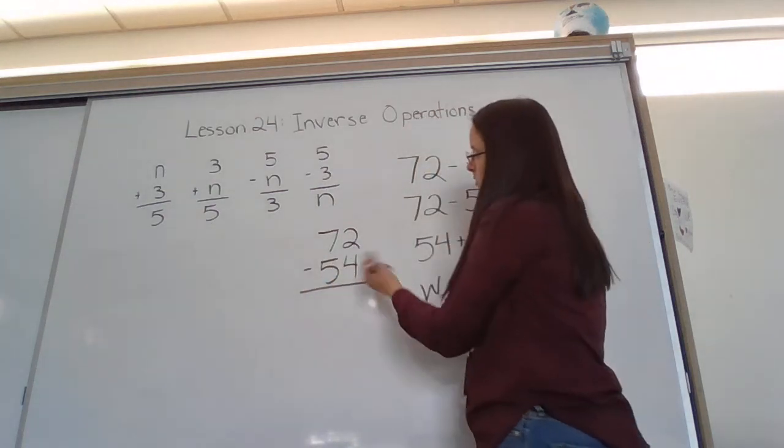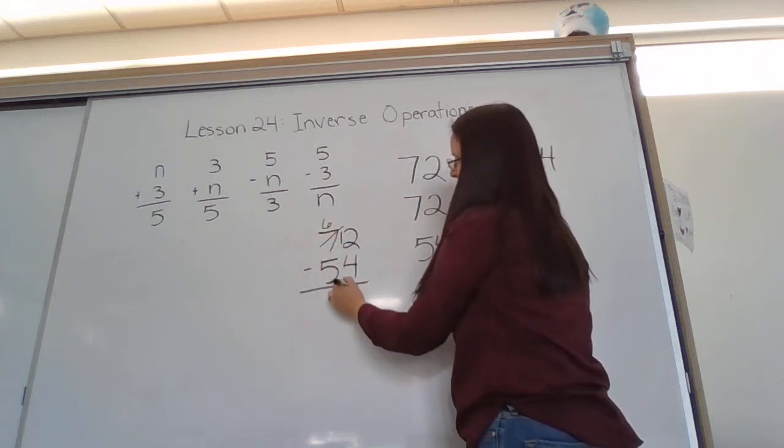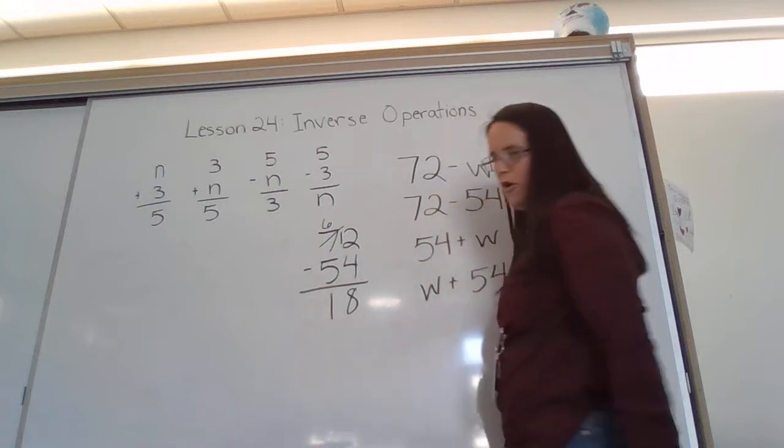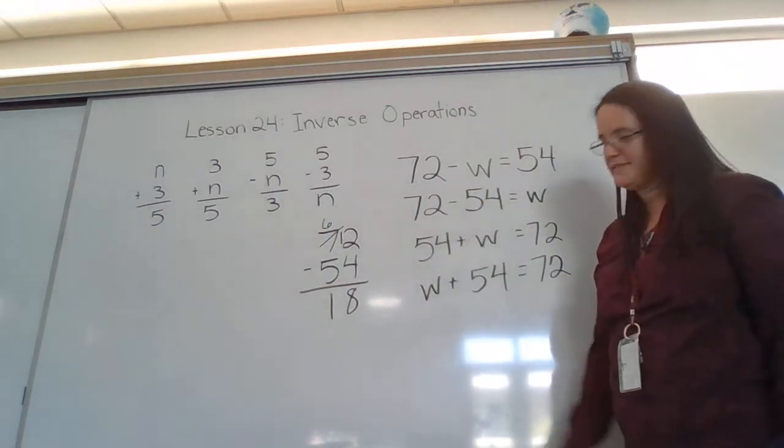So 2 minus 4, I have to borrow. 12 minus 4 is 8. 6 minus 5 is 1. Oh my goodness, I got 18 again. W must be 18.